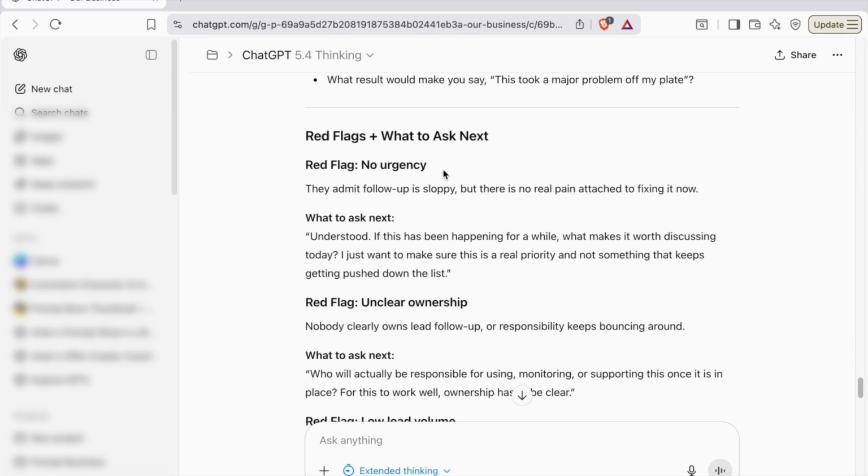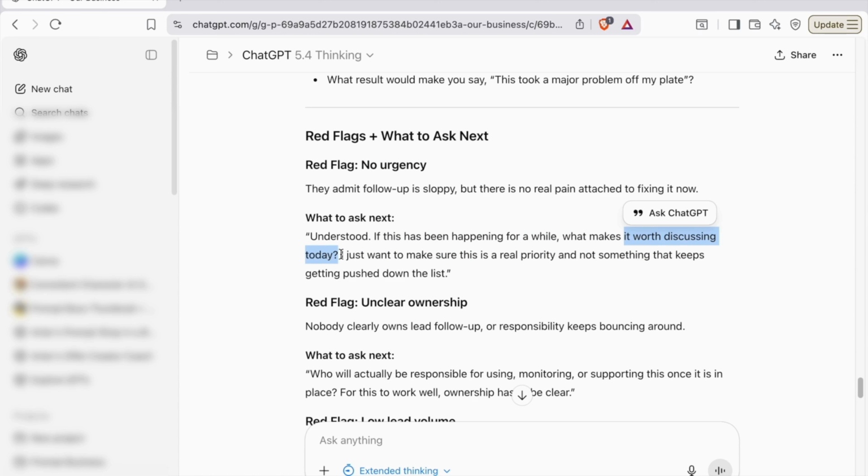And so that helped make these more specific than our first set were, because now instead of the system guessing the issues that we think, some of the objections we expect, we specifically told it. So if they don't have urgency, this is what you do. Ask them and mention this to them. Say that's understood. If this has been happening for a while, what makes it worth discussing today? So basically, hey, we understand there's no urgency, but also coming back to the fact of, hey, you decided to take this call today, so something is going on.